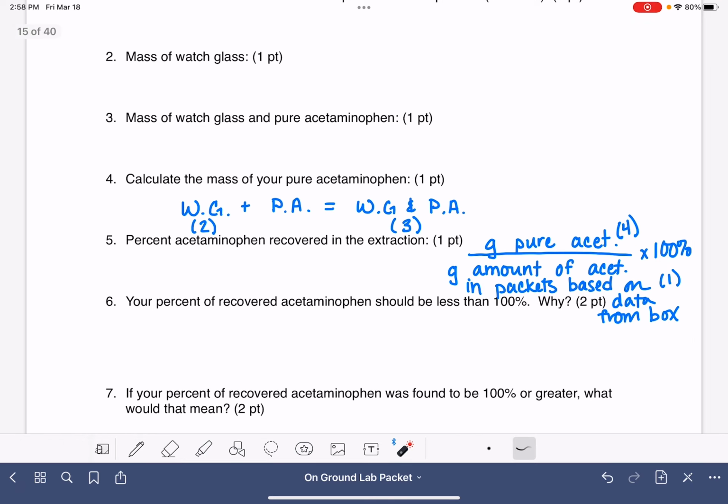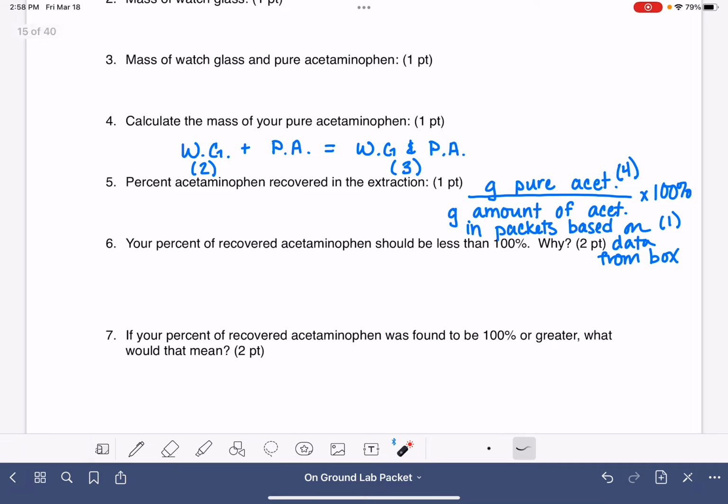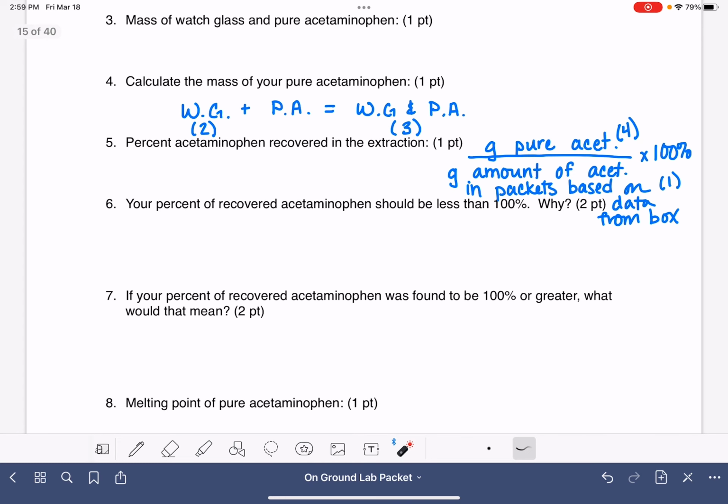Question number 6 is just asking you why your percent should be less than 100, or I guess technically it could be equal to or less than 100, but it can't be more than 100. Why is that? I'll let you think about that one. And then also, if you did happen to get a percent recovered acetaminophen that's greater than 100, what would that mean? What I'm looking for here is what's wrong, assuming that your math is correct, assuming your calculation is correct, what would it mean if you ended up with more than 100%?